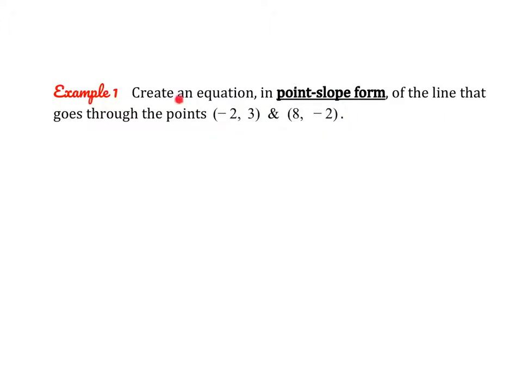So this first example says create an equation in point-slope form. So for this one, we're going to leave it in point-slope form of the line that goes through the points -2, 3, and 8, -2. So here we have a really important first step. Step 1 is going to be to find the slope. There's no way to make an equation of a linear graph if we don't know what the slope is.